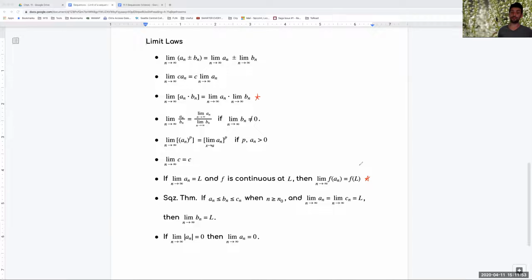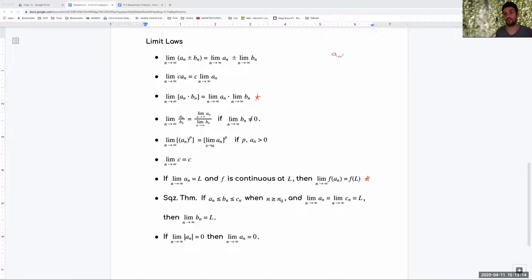Okay, so it means if we take a sequence and then we put it into a function, in particular a continuous function, or at least a function that's continuous at the limit of the sequence, then we can just take that limit of the sequence and then apply the function to that value. So let's do an example of this.